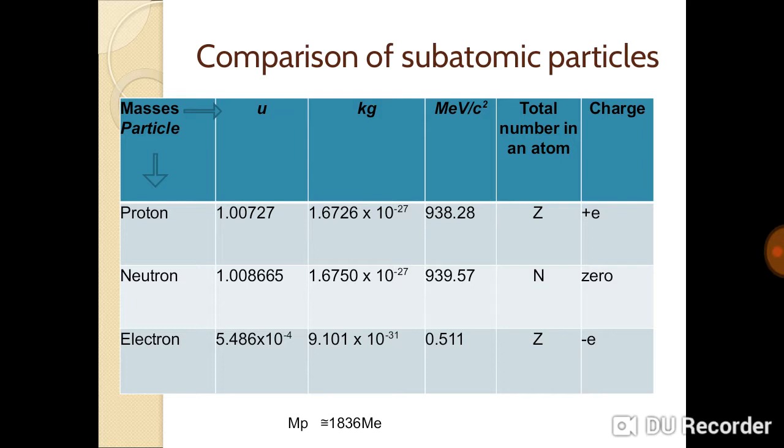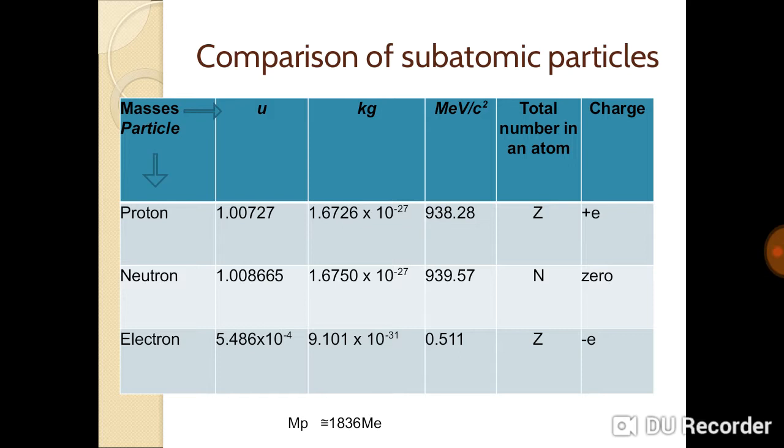The table shows a comparison of these subatomic particles on the basis of mass, total number and charge. Here mass is expressed in atomic mass unit, kilogram and mega electron volt per c square. Mass comparison of subatomic particles shows that electron is the lightest particle while neutron is the heaviest particle. Mass of neutron is greater than mass of proton, which is greater than mass of electron. Mass of proton is approximately equal to 1836 times mass of electron.